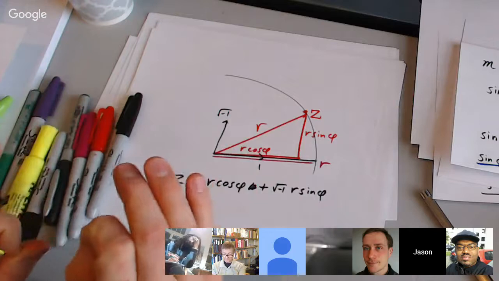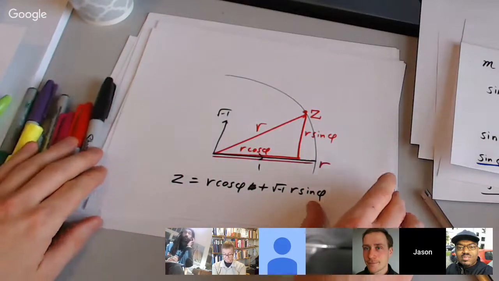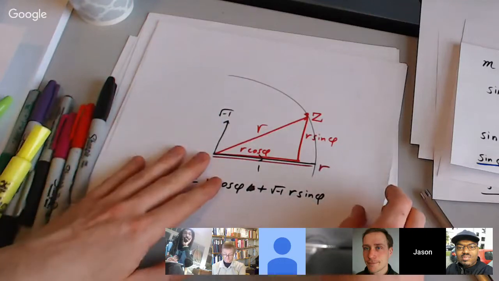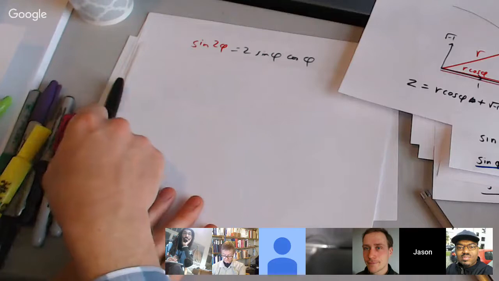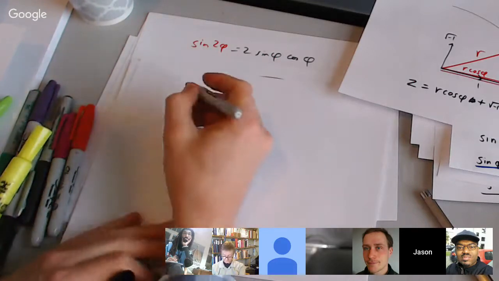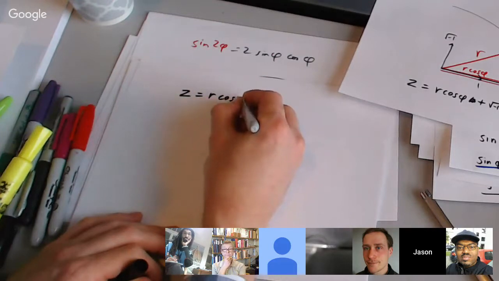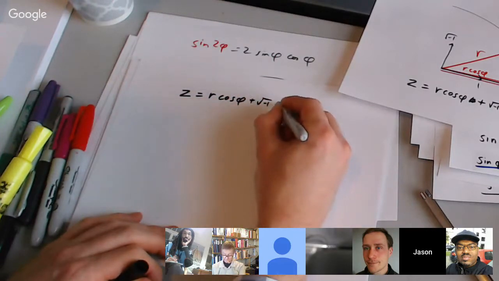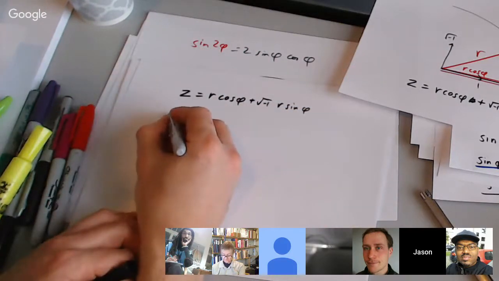I want to take a look at two ways now, and this will be the homework, of multiplying, well, maybe we'll just work it through. Two ways of multiplying a complex number times itself. So our complex number is r cosine phi plus square root of -1 r sine phi.